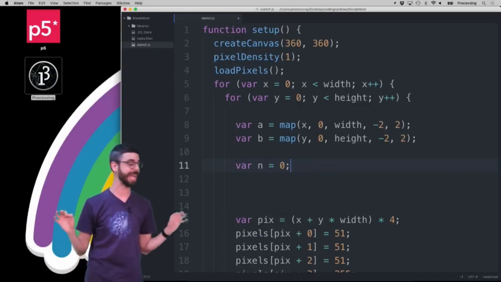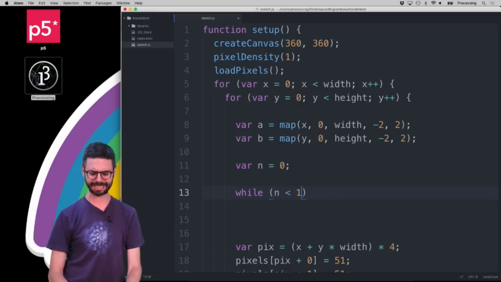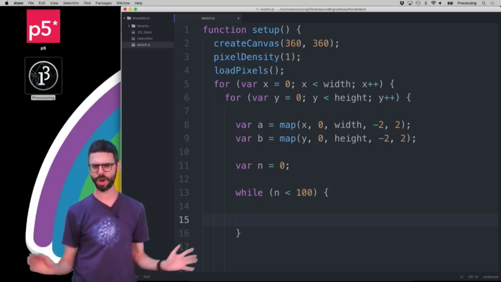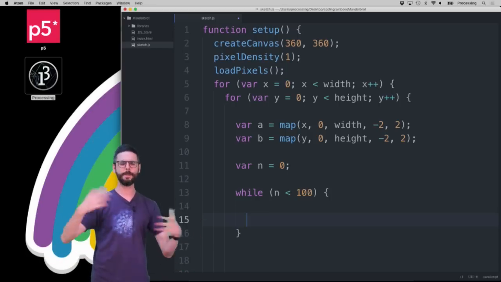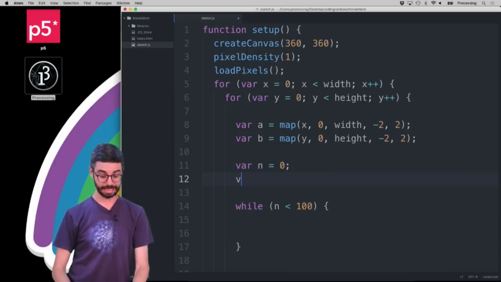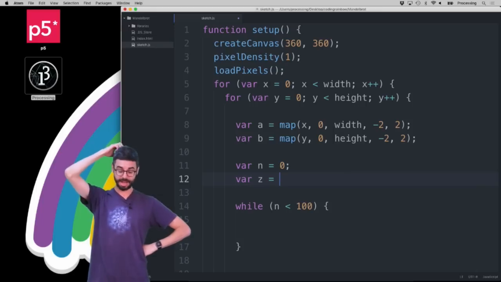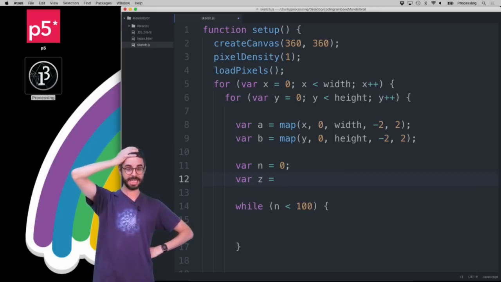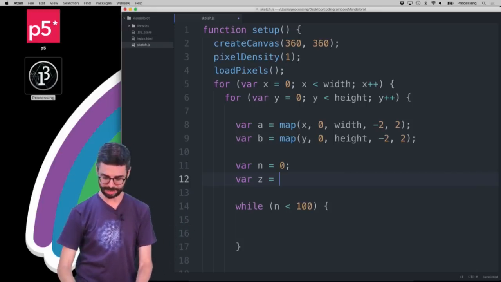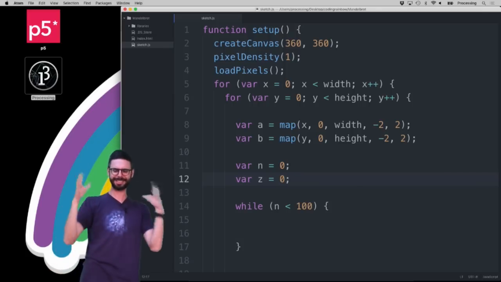Let's have a variable called n, because I want to make sure that as long as n is less than, I don't know, some arbitrary amount, 100. I don't want to iterate more than 100 times. I can keep doing what I'm doing, and I want to have z start with 0. I'm sure I'm getting something wrong here because I'm thinking about this as I'm doing it, and I'm going to fix it as I go.